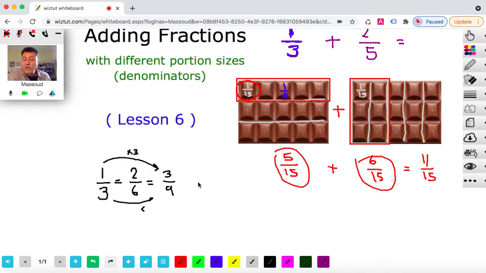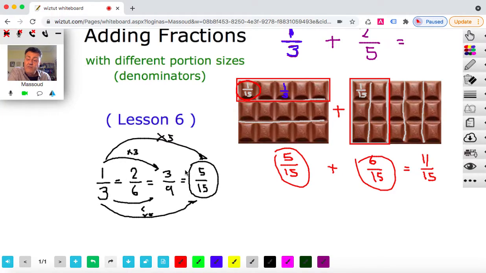And you can go 4 times or 5 times. If I make the top 5 times bigger, then I get 5/15, and the bottom, of course, is 5 times bigger too. So 5 times the top and 5 times the bottom gives 15ths. You can see how a third is in fact the same as 5/15.